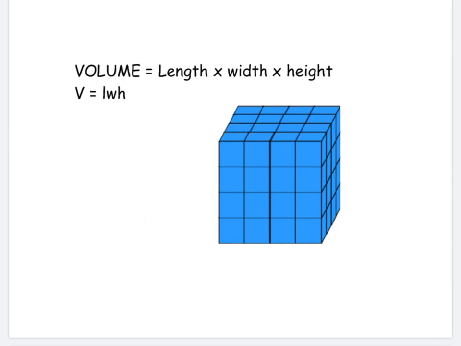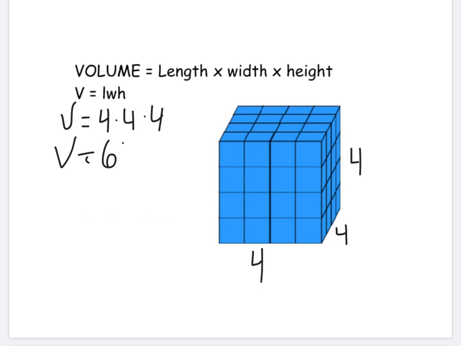So let's start with this cube. The formula for the volume of a cube is length times width times height. Looking at it, the length, the width, and the height are all the same. They're all 4 units. There's 4 units going this way, and 4 units going this way. So that's how I know it's a cube. If I substitute into the formula, I would have volume equals 4 times 4 times 4. 4 times 4 is 16. 16 times 4 is 64. So the volume is 64.